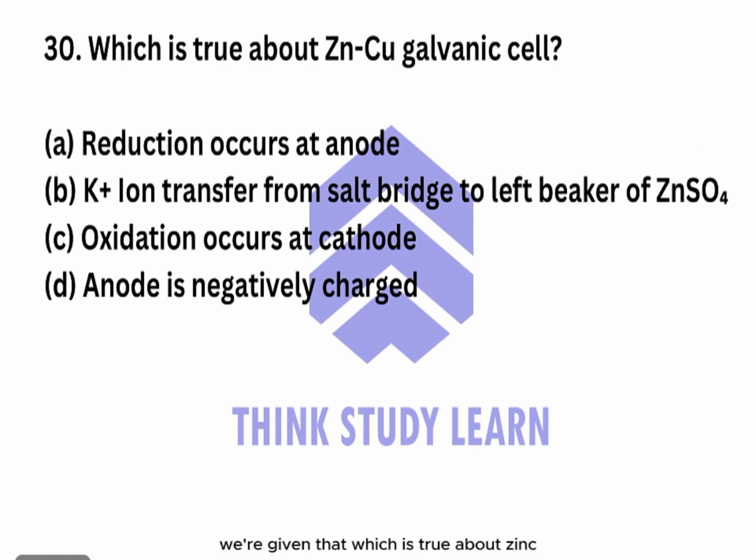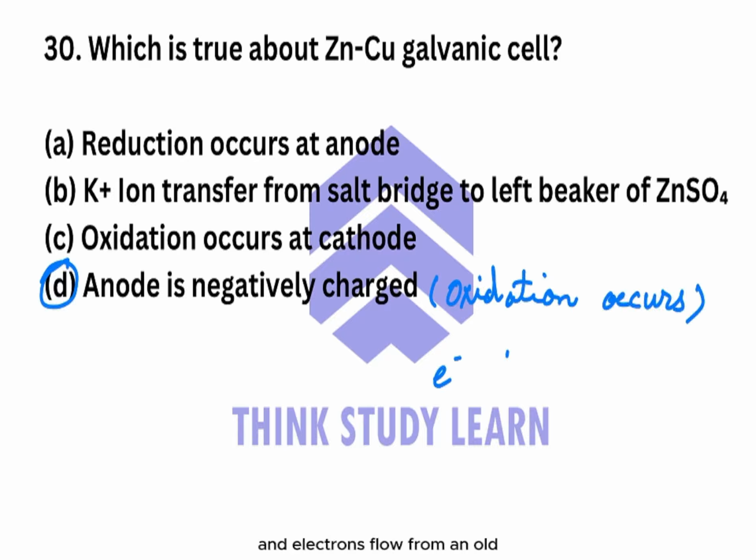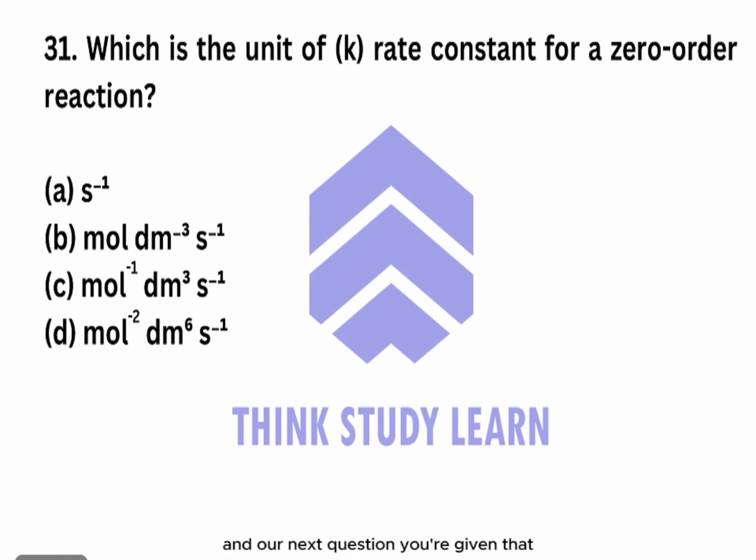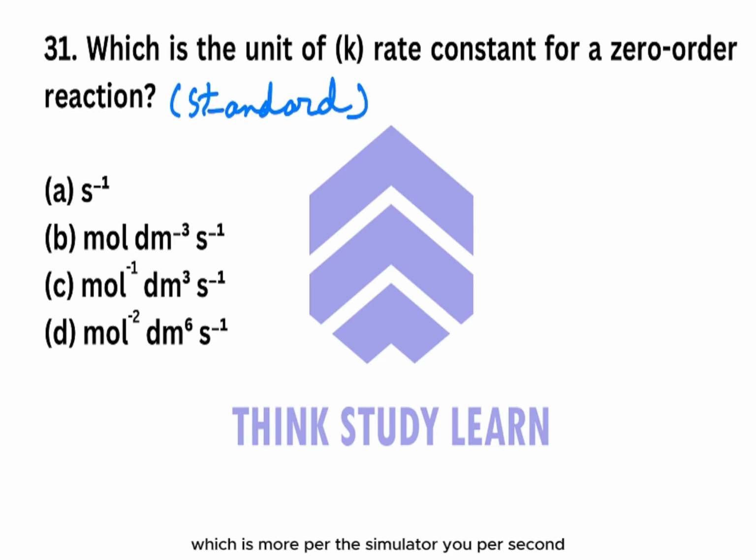In our next question, we are given that which is true about zinc copper galvanic cell? That anode is negatively charged on which oxidation occurs, and electrons flow from anode to cathode. In our next question, we are given that which is the unit of K rate constant for a zero order reaction? It would be a standard value, which is mole per decimeter cube per second.